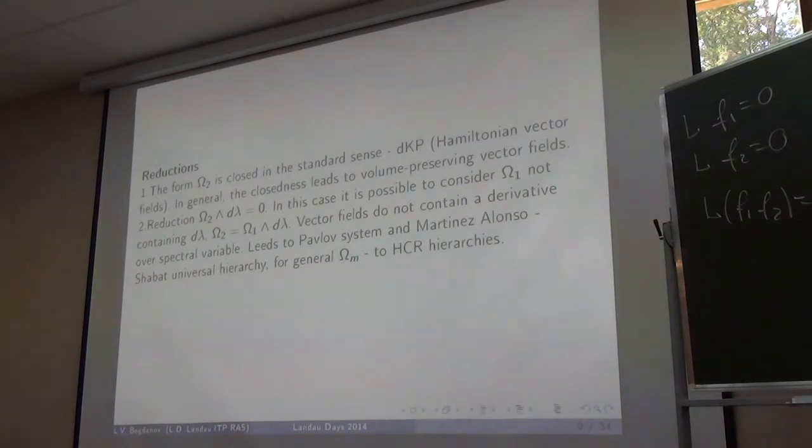And the other reduction is when all the terms in this form contain d lambda, and in this case it's possible to consider the one form which doesn't contain d lambda, contains only differentials of spatial variables x, and it corresponds to vector fields without derivatives of spectral variables, and this reduction corresponds to the Pavlov system.